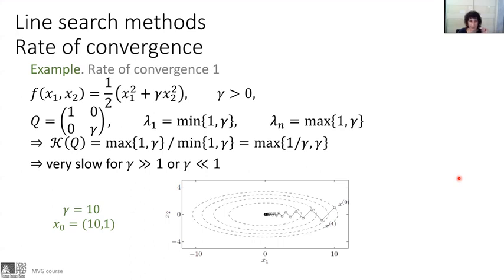Actually, this is this example. This is a strongly convex function. This is the function, and this is Q. When Q is very large or very small, I'm going to have a very large condition number, which depends on gamma. It will be very slow for gamma much greater than 1 or smaller than 1. And that's what we have in this example.